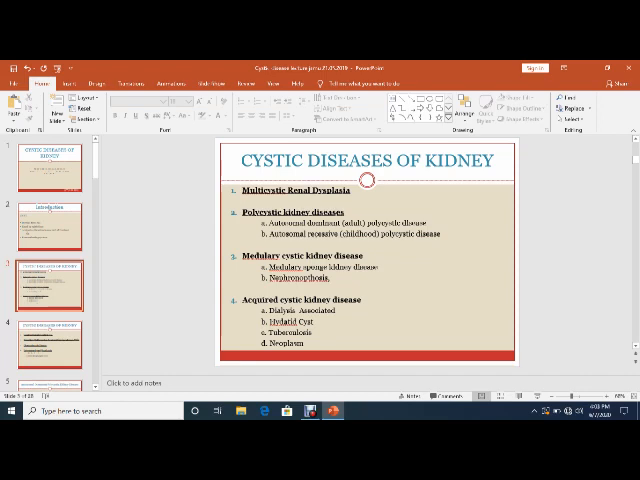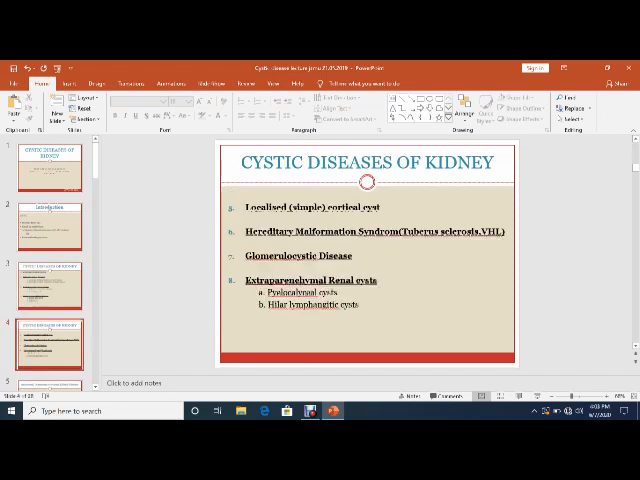There are some cysts which are acquired. Some patients who are on long-term dialysis, duration more than 10 years, in these patients cysts can develop in the kidney, that is called dialysis-related cyst. Hydatid cyst, tuberculosis, and neoplasm. So these are the causes of acquired cystic kidney diseases.